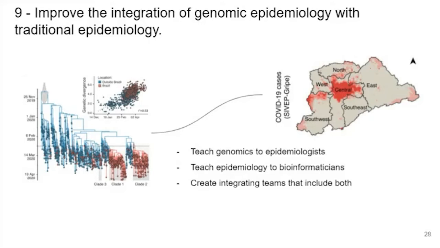So the traditional epidemiologists need to know a little bit about genomics, and they recommend that they should teach genomics to epidemiologists and teach epidemiology to bioinformaticians to create a more complete team that includes both and other areas as well.